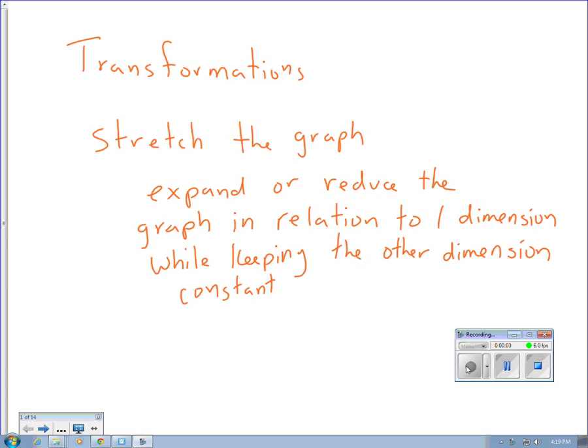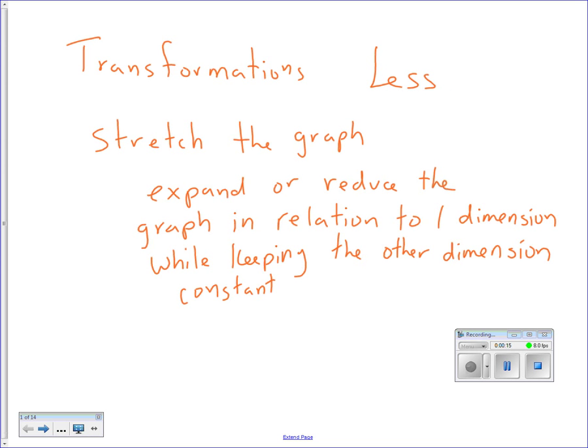So we're looking today at lesson 5. Lesson 5 is going to take us through a different kind of transformation, a transformation that is called a stretch. And I'm just going to give you lesson 5 this evening. Hopefully you're checking this stuff out at night. We're looking at stretching the graph.